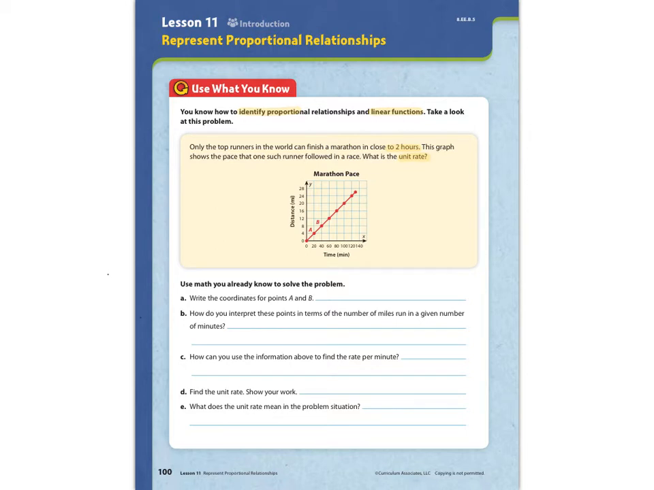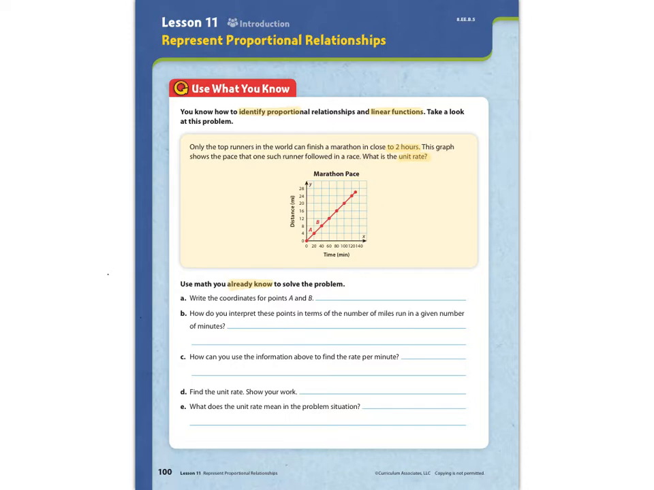And the unit rate comes from last year. If you see the information in the graph, the marathon pace, on the x-axis you have the time that it's increasing by 20s, and on the y-axis you have the distance that it's increasing by 4s. As you can tell, the way that the graph is increasing, it's constant. Now, this part tells you to use math you already know to solve the following.